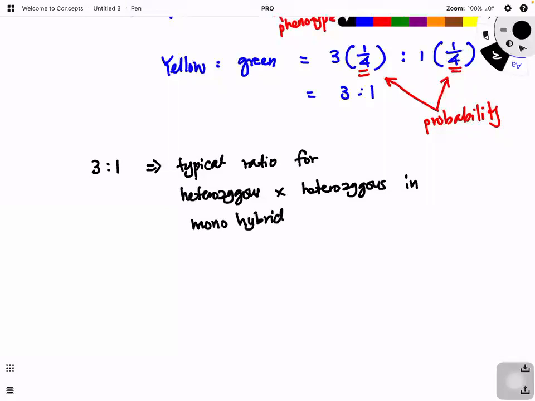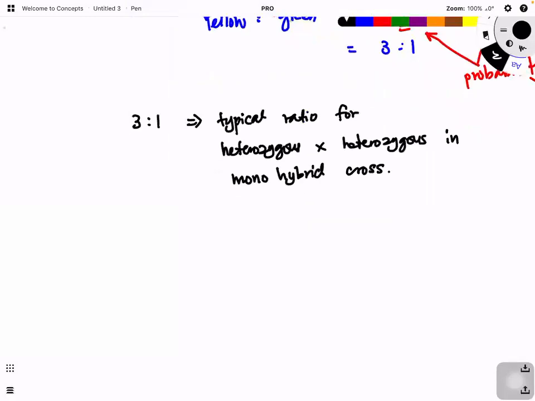Are you clear? So if you cross heterozygous with heterozygous in a monohybrid cross, the typical phenotypic ratio is 3:1. This is the Mendelian ratio. Later, we're going to see the cases that modify this ratio. Are you clear? So always remember, 3 for the dominant trait, 1 for the recessive, always.